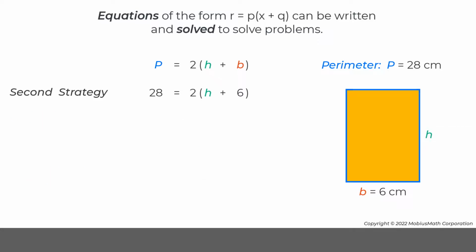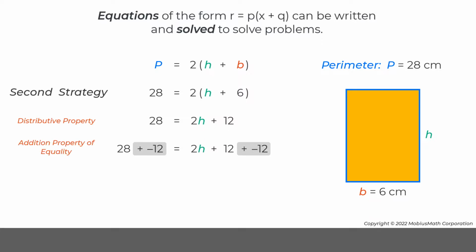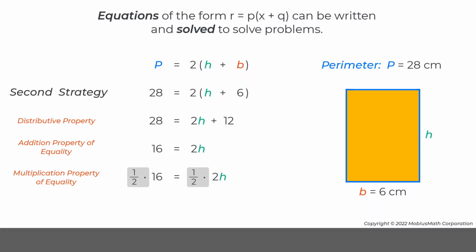A second strategy for solving this equation for h applies the distributive property to rewrite the right side of this equation. Next, -12 can be added to both sides of the equation. Finally, both sides of the equation can be multiplied by 1/2. Once again, the height of this rectangle is found to be h equals 8 centimeters.